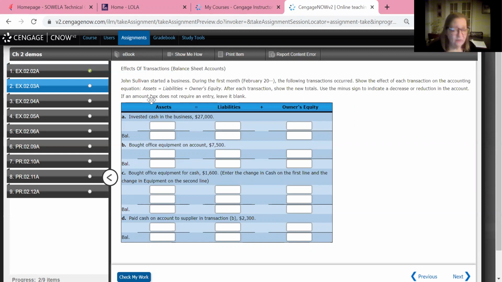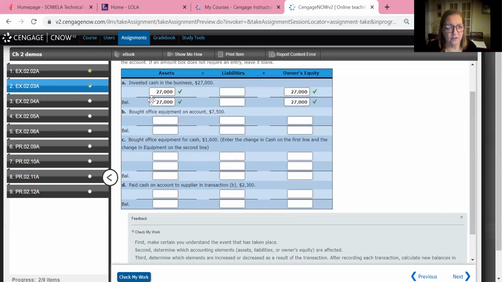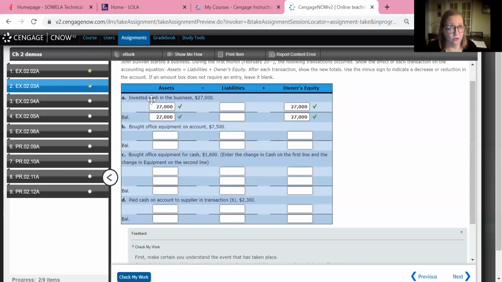The first thing, we invested cash in the business of $27,000. That increased the assets, and that means owner's equity increased too. The owners increased their equity. Let's look at the next line. New balance does not calculate automatically for me, so unfortunately I have to add it each time. So that's the A part, I think. If you're not sure, even in the middle of your problem, you can click check my work and see if it tells us that we're correct. Yes, see those check marks? It's all good.